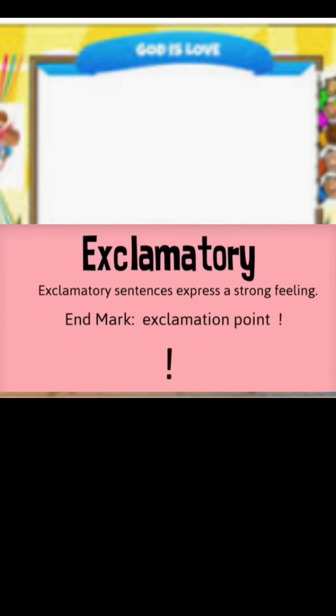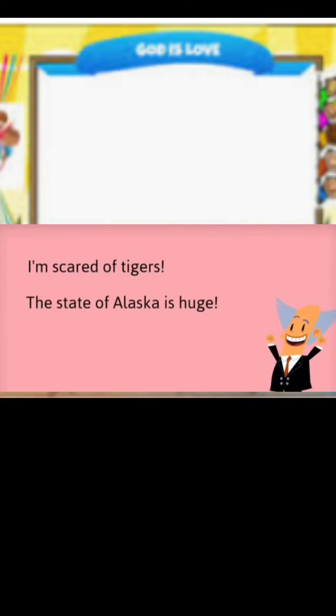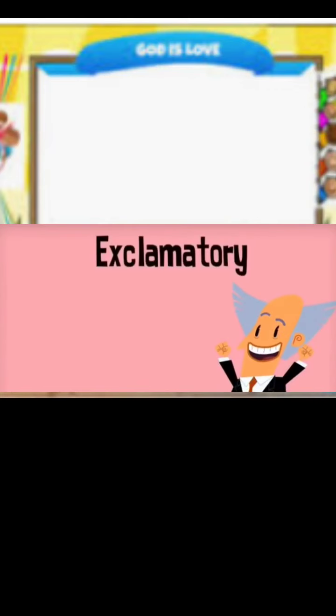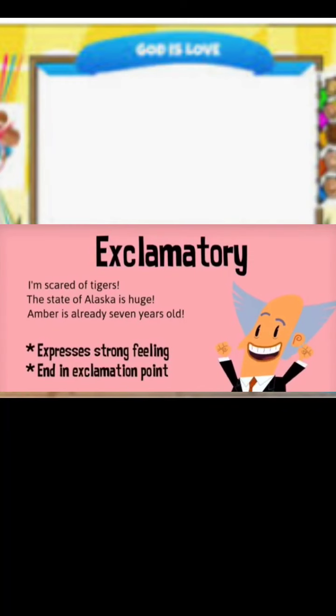Next is exclamatory sentences. Exclamatory sentences use an exclamation to express a strong feeling. They often look like statements but are spoken and meant to be read with a stronger feeling. Here are some examples of exclamatory sentences. I'm scared of tigers! The state of Alaska is huge! Amber is already 7 years old! Each of these exclamatory sentences expresses a strong feeling. To show these strong feelings when we write, all exclamatory sentences must end in an exclamation point.